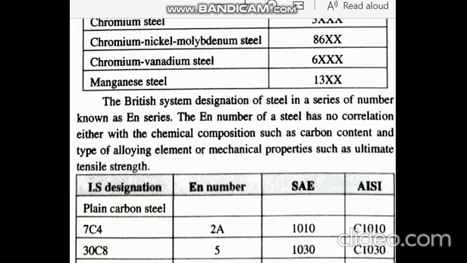Each country has their own standard. As India is having IS standard, British people are having EN standards. Then Americans have their own standards, SAE, AISI standards or ASTM standards, and Germans have their own standard, Japanese have their own standards, like that.